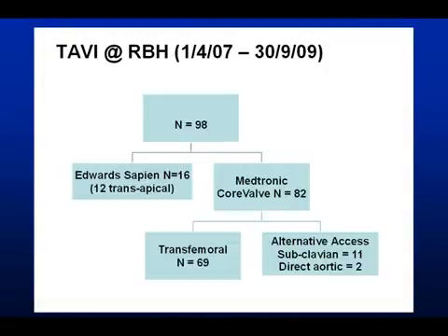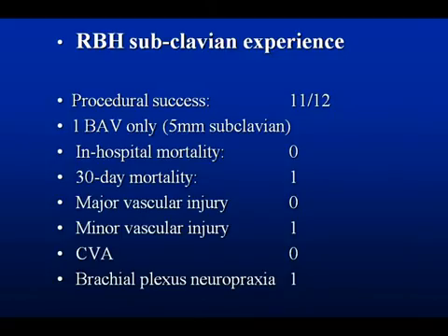Just to put in context what I'm going to show you, this is our experience at the Brompton, where we've done, in fact, 99 TAVIs now. But if you look, we've done 12 transapical and 13 subclavian or direct aortic access. So 25% of our patient population have been undertaken through what you might call alternative or near access.